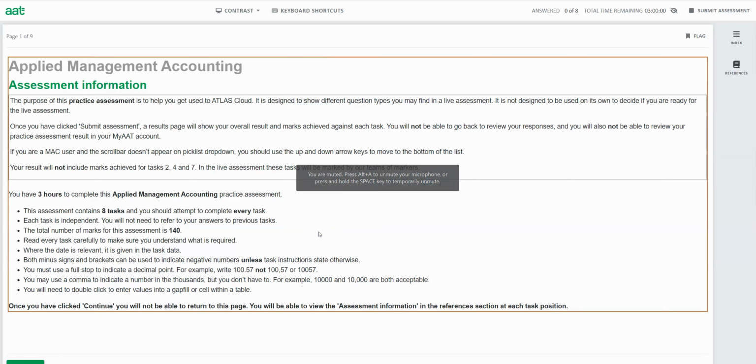Hello and welcome everyone. In this session, we're going to talk about applied management accounting. This is one of the level 4 papers, so this is relevant to management accounting. We're going to look at a few questions from practice assessment 1 today.